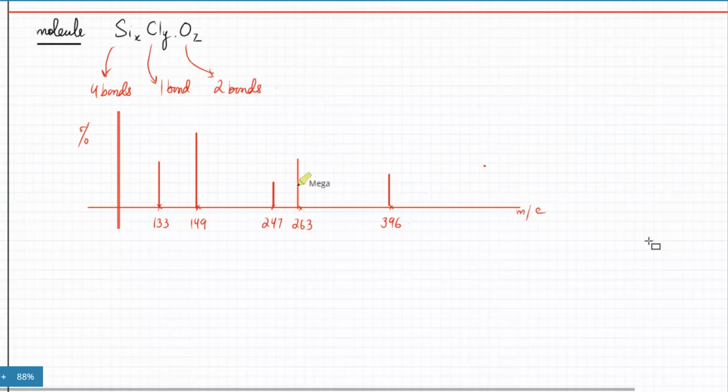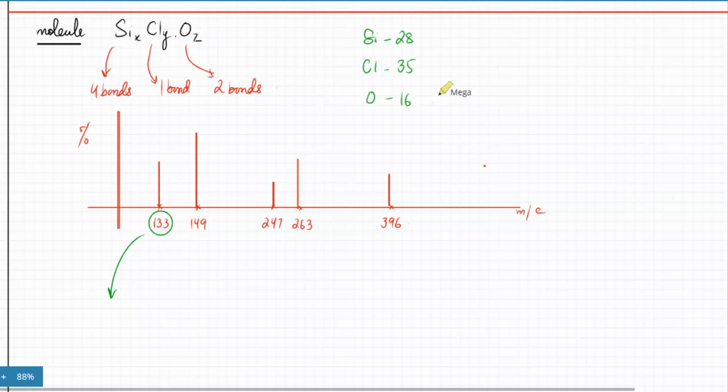So can anyone try and tell me what this 133 is? Let's detect the smallest particle. Let's try and figure out what the structure could be. We know it's a molecule that contains silicon, chlorine, and oxygen, and I'll tell you the masses as well. Silicon has a mass of 28. Chlorine has a mass of 35. And oxygen has a mass of 16. So can anyone try and work this out?